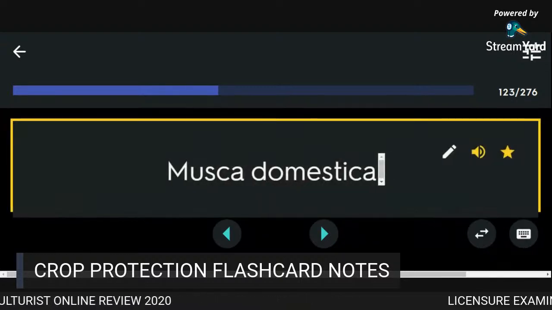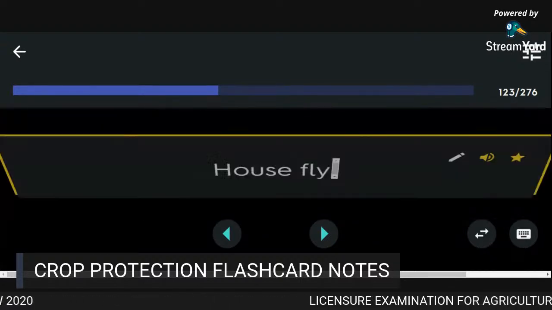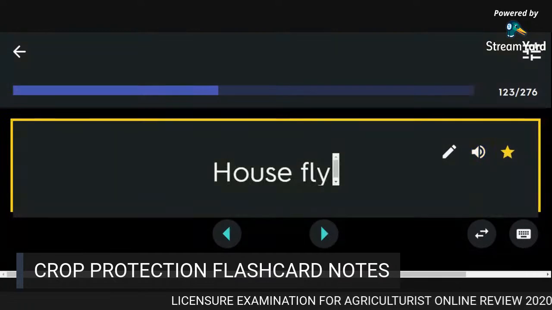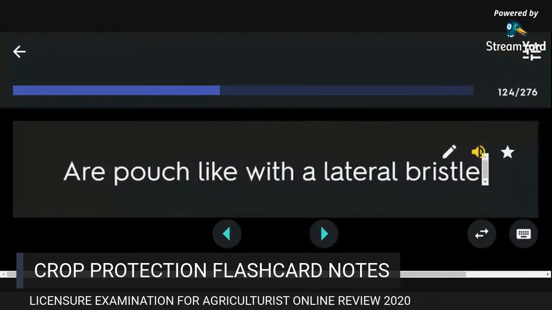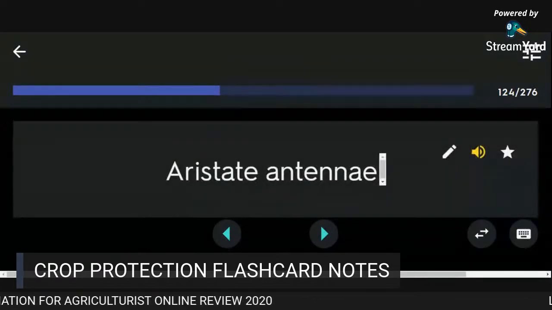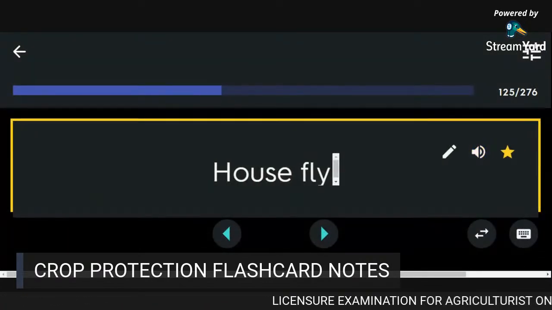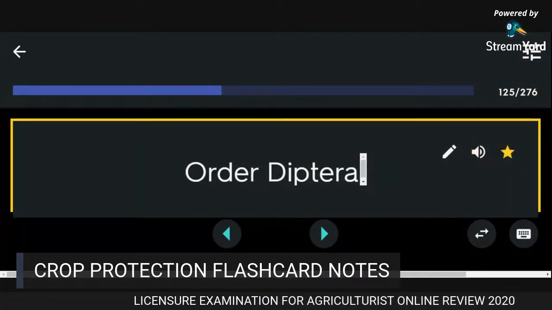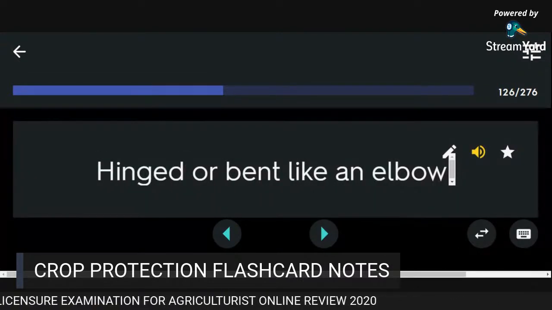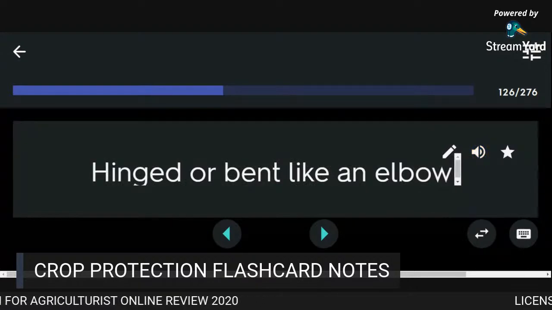Musca domestica. Housefly. Antennae that are pouch-like with a lateral bristle: aristate antennae. Housefly, order Diptera. Antennae hinged or bent like an elbow: geniculate antennae.